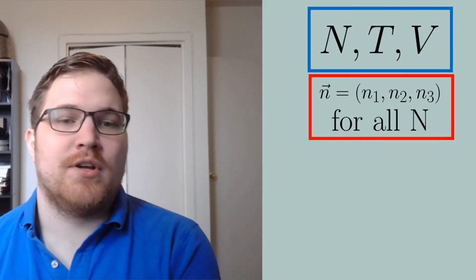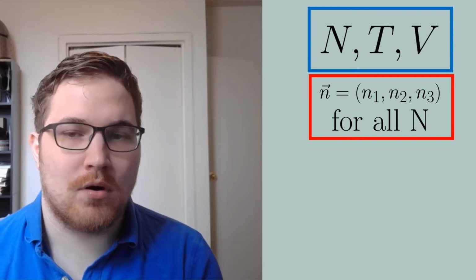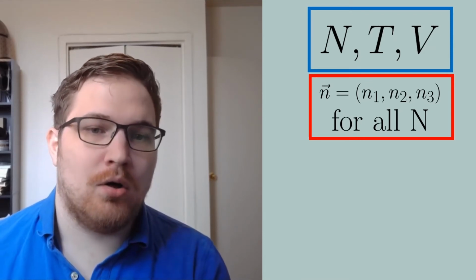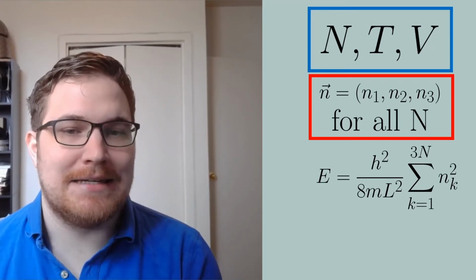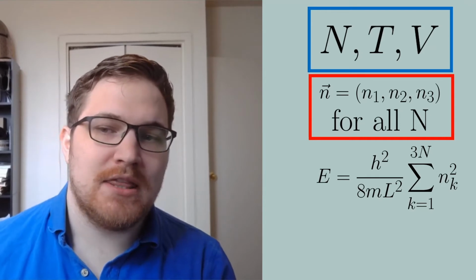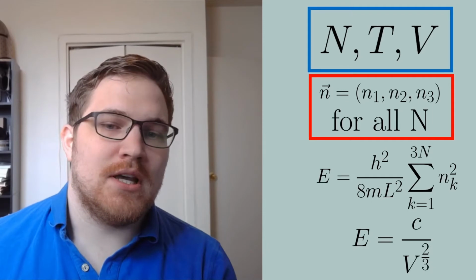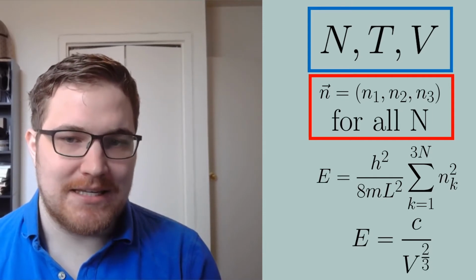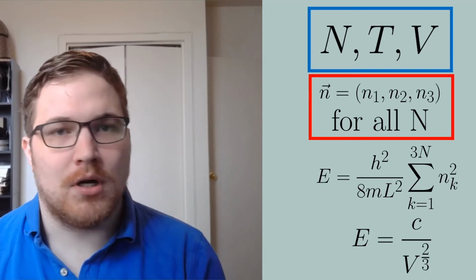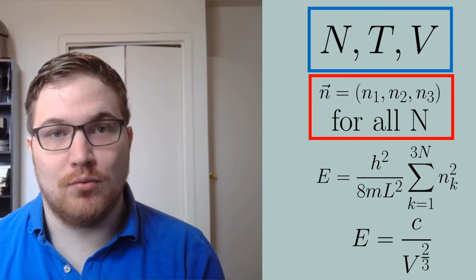The microstates, on the other hand, are equivalent to specifying the vector n for every single particle in our box. By supplying all 3 times big N quantum numbers, or all of the little n's, we can calculate the energy of our microstate. We can think of this energy as being some constant c divided by the volume to the power of 2/3. This observation will become important soon.